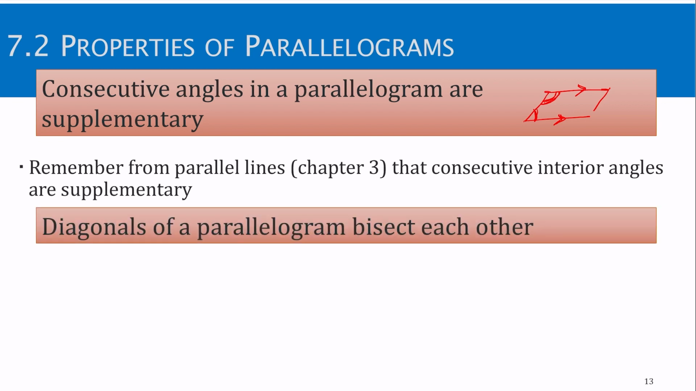And the other property of parallelograms is the diagonals bisect each other, which means this is congruent to that, and that is congruent to that. The diagonals cut each other in half.